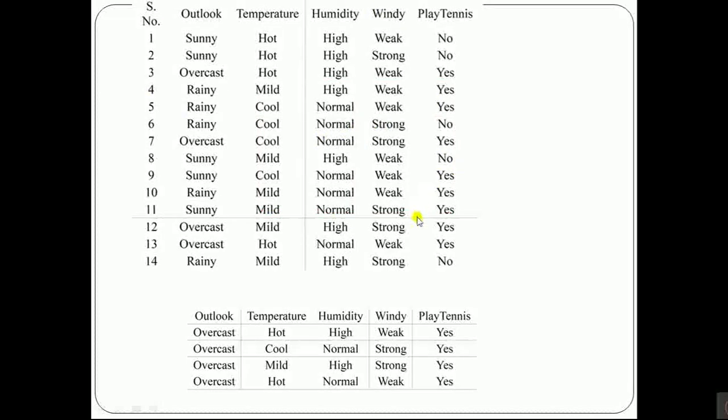So this is the overall table. In this overall table, among the attributes, we choose outlook as the root. If I check outlook overcast, in all the cases of overcast, the output is yes only. Here yes, here yes, here also yes. Whatever the condition, temperature, humidity, windy, we can play tennis.